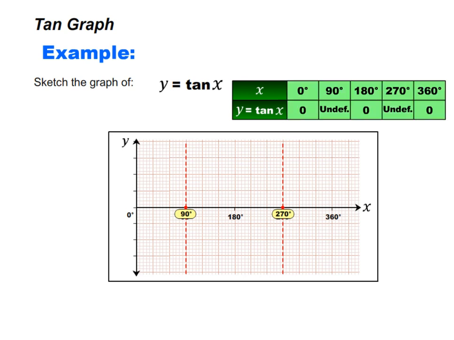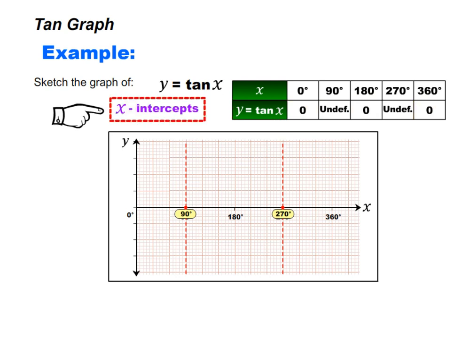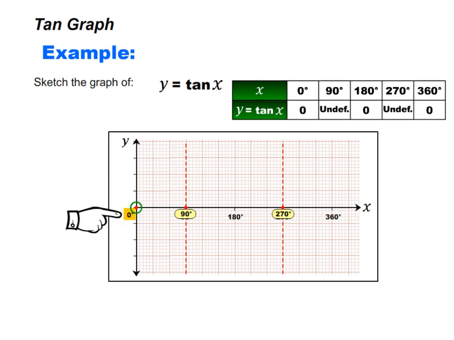Look at the table again. Look at x is equal to 0 degrees, x is equal to 180 degrees, and x is equal to 360 degrees. At these x values, y is equal to 0. This means they are x-intercepts. On our graph, we are going to put a dot at 0 degrees, another dot at 180 degrees, and another dot at 360 degrees. Look at the dots.